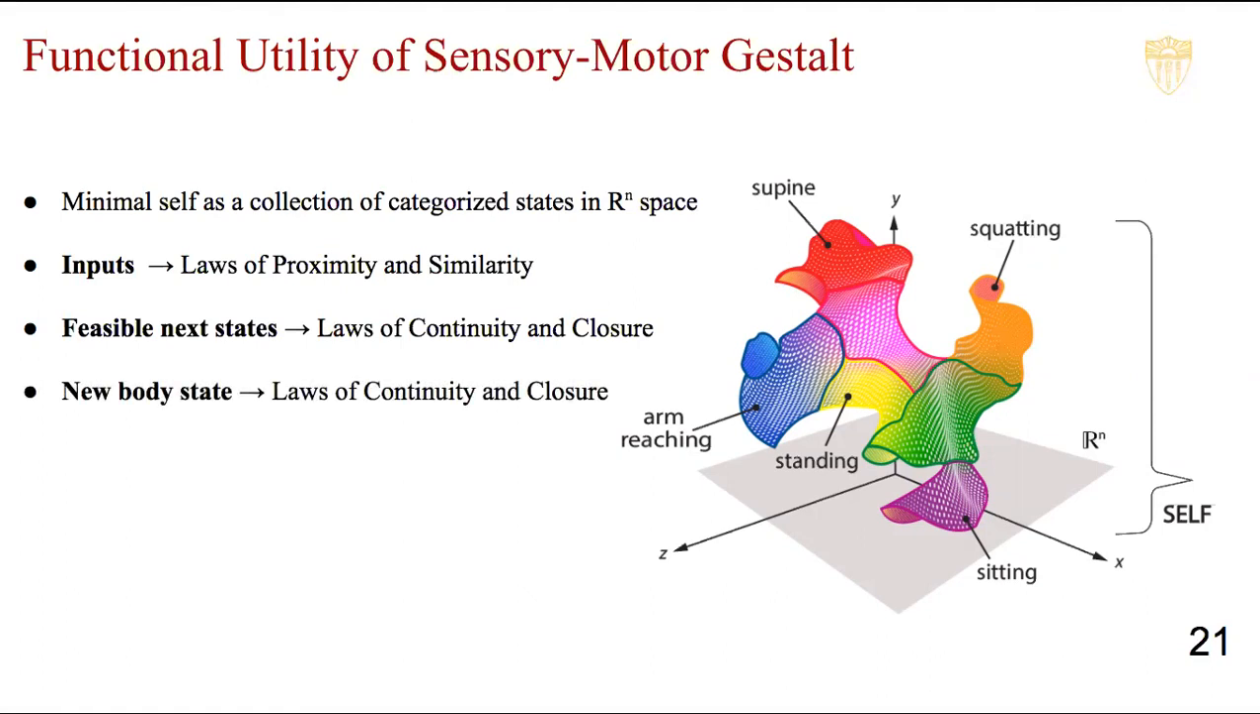Once in a particular body state, an agent is allowed feasible transitions to next proprioceptive states through feasible motor actions that will lead to a usually predicted new body state through the laws of continuity and closure. And refining these state aggregates to a simpler form can be done using the law of prägnanz, or the combination of these laws on the sensory-motor space may prompt the emergence of a self.